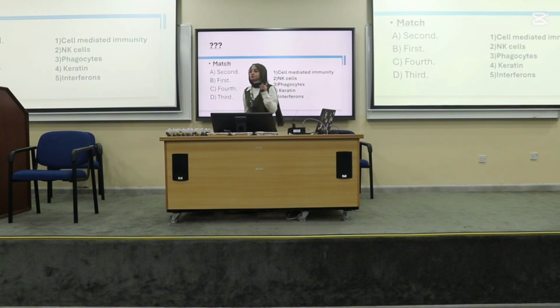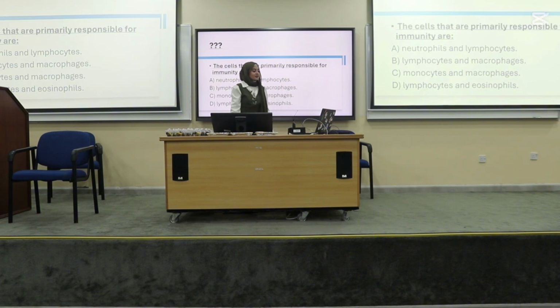Okay, this is a matching question. By the way, they love matching questions in immune. Second would be natural killer cells. Antiphagocytes. Yes, that's right. Can I get another answer? Okay, Ahmad. What about cell-mediated immunity? Third. Gluten is first. Correct. The cells that are primarily responsible for immunity are?